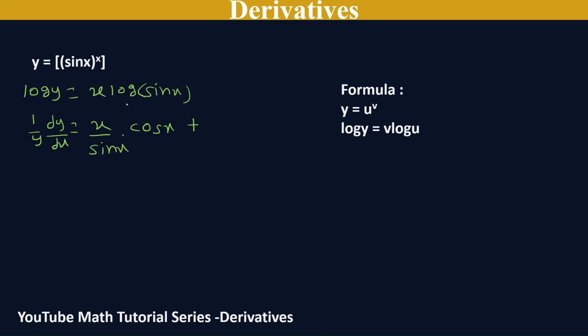plus now what is v? Log of sin x, into the derivative of x, which is 1. So what is the final answer in this case? Y is in division on this side, so it will go to multiplication on the right side. So y in a bracket: cos by sin is cot x, so x cot x will remain over here, plus log of sin x.